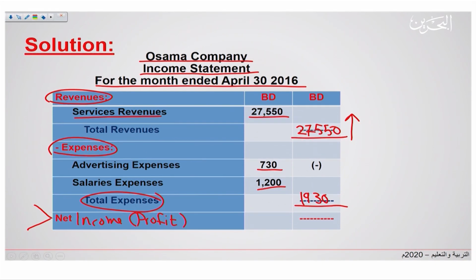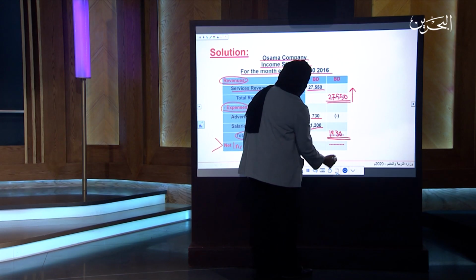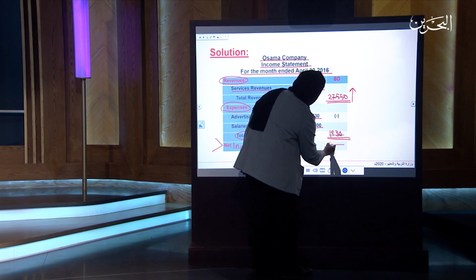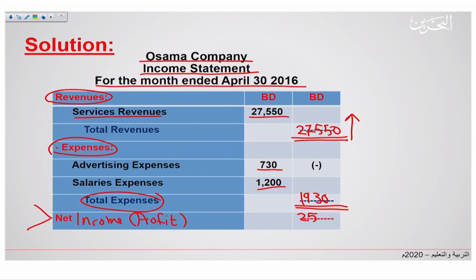Then to calculate the amount of profit we are making, we are going to subtract the total expense from the total revenue and write down the amount, which is 25,620 Bahraini dinar.